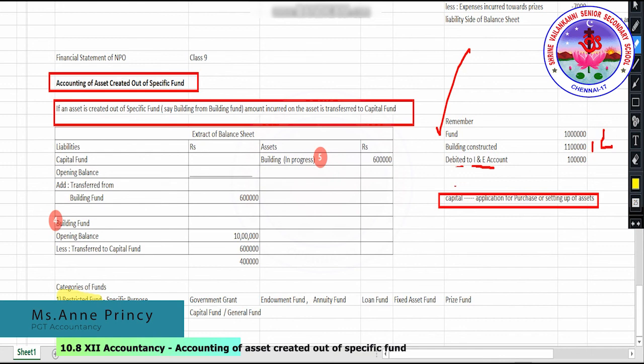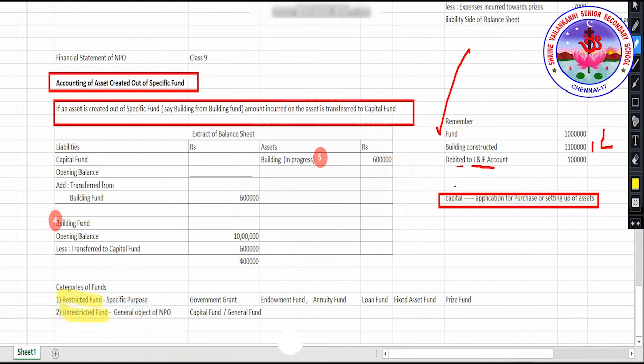Now I hope that this part is very clear to you. We will be discussing in depth about the categories of funds in the next class.